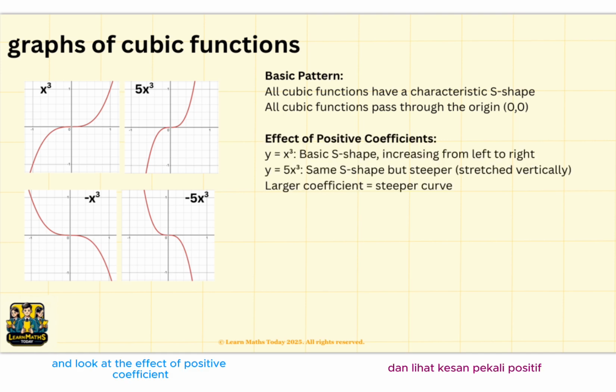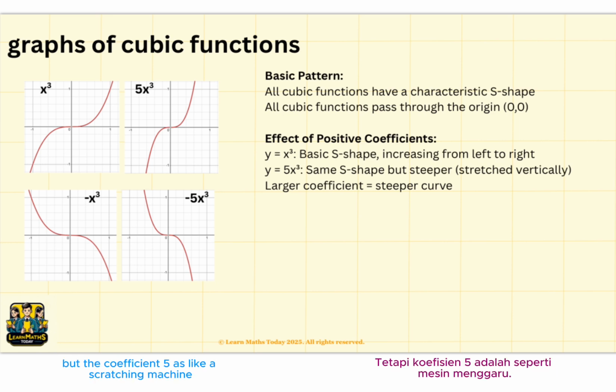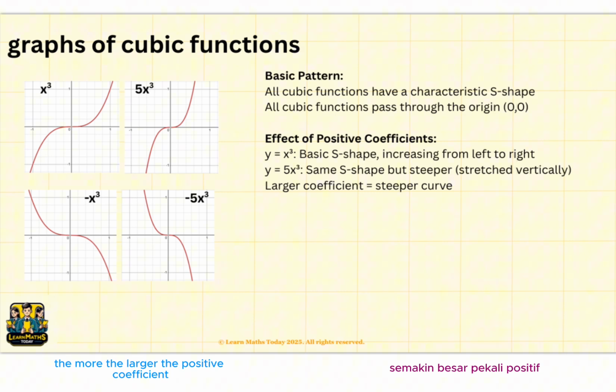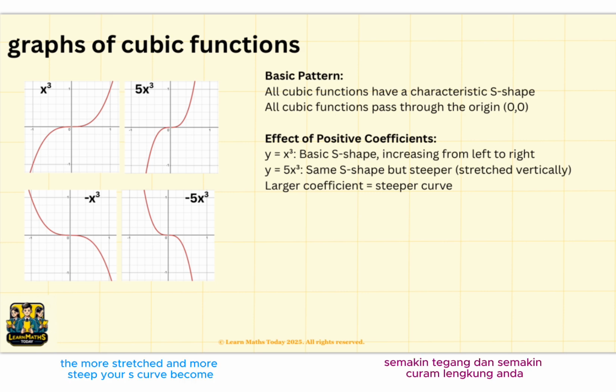And look at the effect of a positive coefficient. Look at x cubed versus 5x cubed. Both have that same elegant S shape rising from bottom left to top right. But the coefficient 5 acts like a stretching machine. It pulls the curve vertically, making it steeper and a bit more dramatic. The larger the positive coefficient, the more stretched and steeper your S curve becomes.